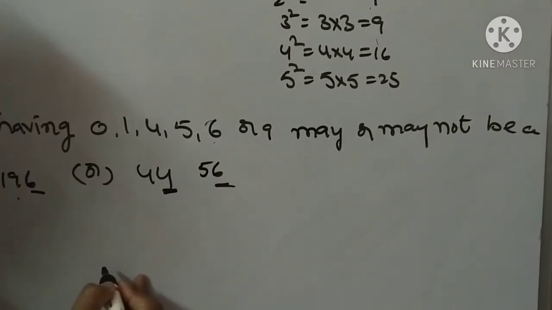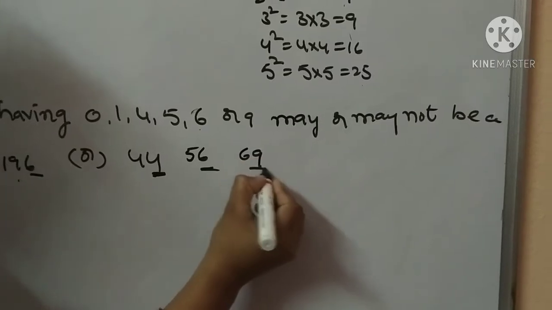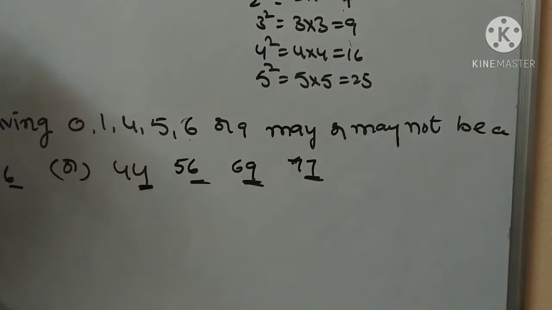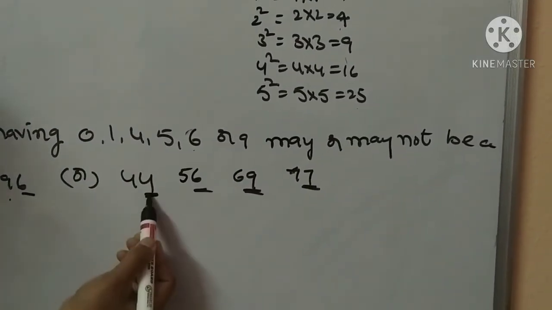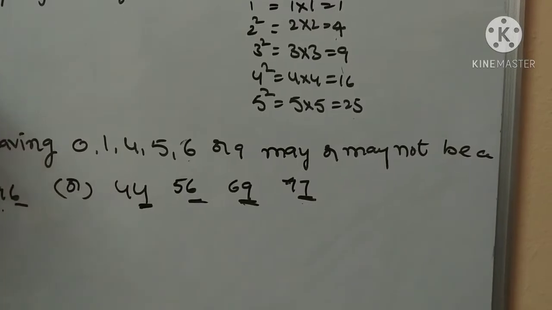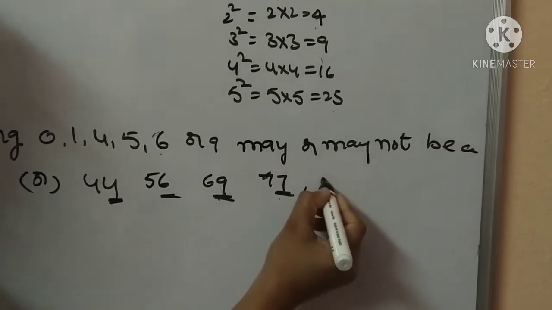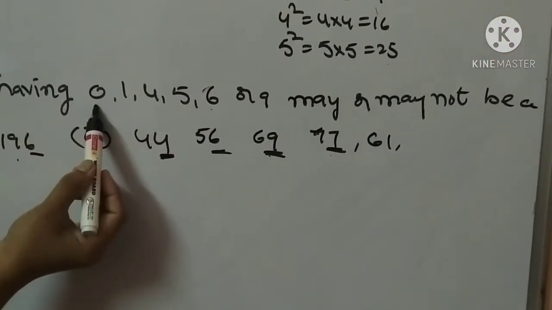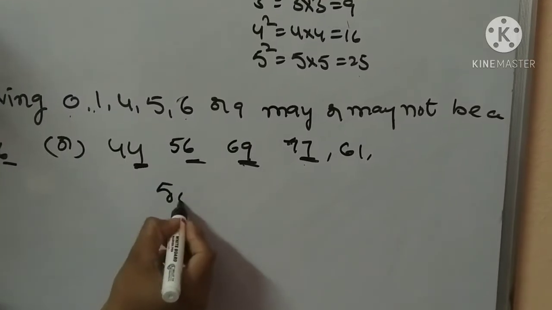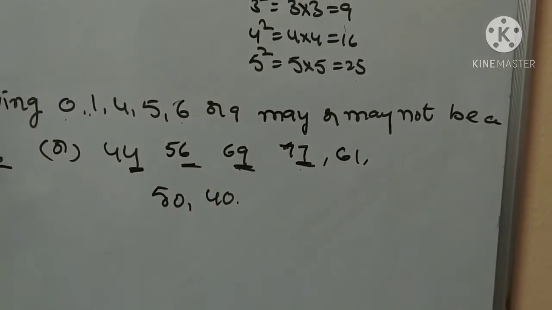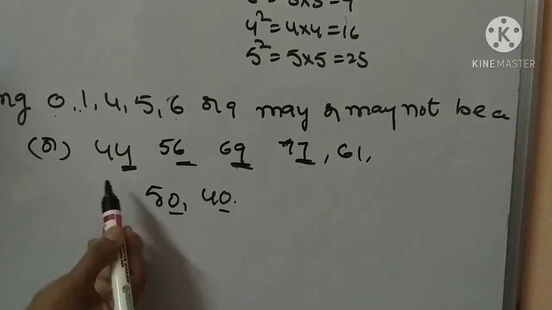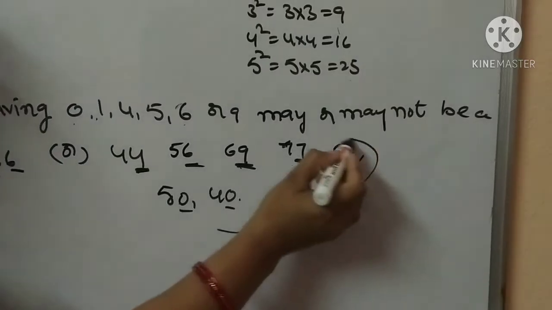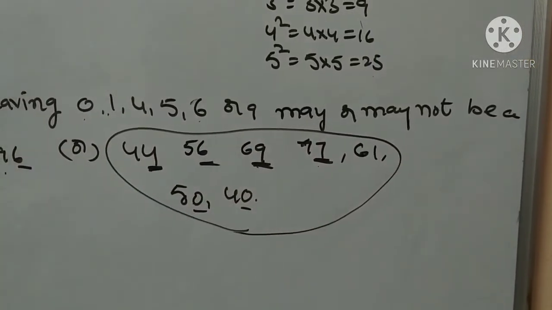Okay, next, 56. Is 56 a square number? No. And 69, 9 is there. And next 77, 7 is there. So the ones place is 4, 6, 9, 7, and also 81, 61 or 71, any numbers you can take. The ones place is 0, 1, for example 50 or 40. These numbers with ones place 0, 4, 5, 9, 7, 1 are not perfect square numbers.